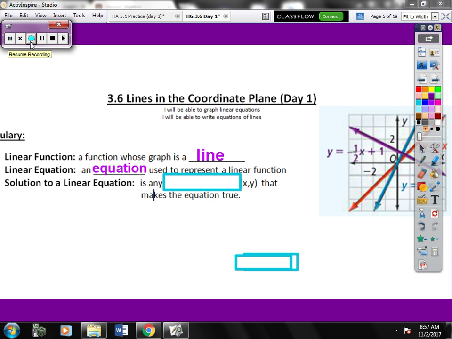And the solution to a linear equation is any ordered pair, x comma y, that makes the equation true. Now, there are a lot of solutions because there's a lot of points that lie on each line, but you'd be looking for one of them.